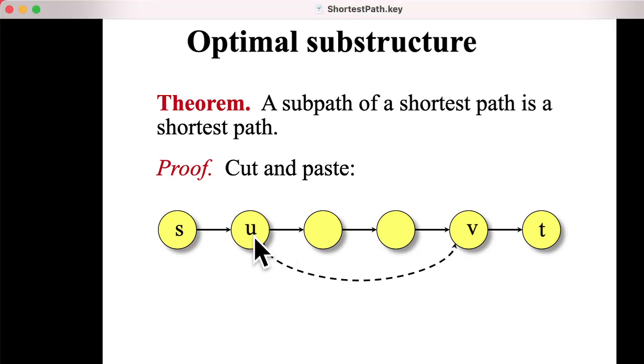But if I know that U and V are on the shortest path, and in addition I already computed the shortest path from U to V, then I can use it when I compute the path from S to T. And the Dijkstra algorithm is just an example of dynamic programming, and we'll see many other examples.